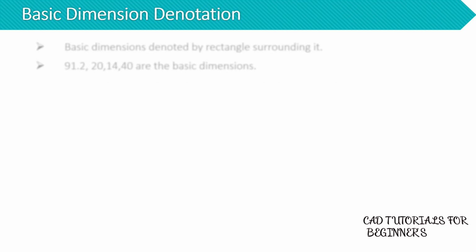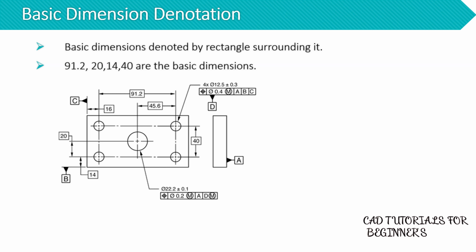So how to denote the basic dimensions? Basic dimensions are denoted by a rectangle surrounding the dimension. So here is the example given. In this example, the 19.2, this 20 mm, this 40 and this 14 are the basic dimensions. So you can see these basic dimensions are used with the position tolerance.